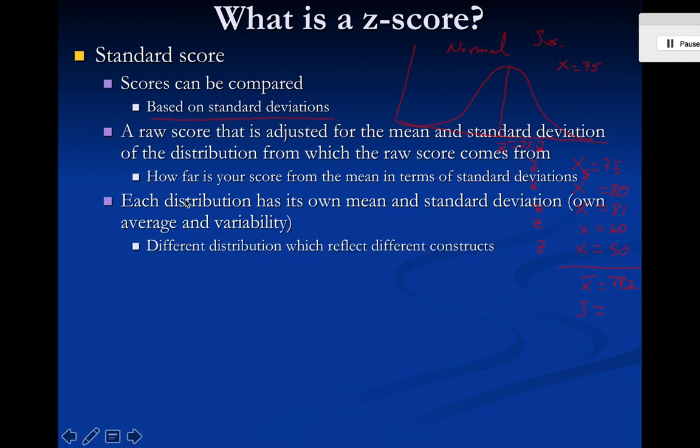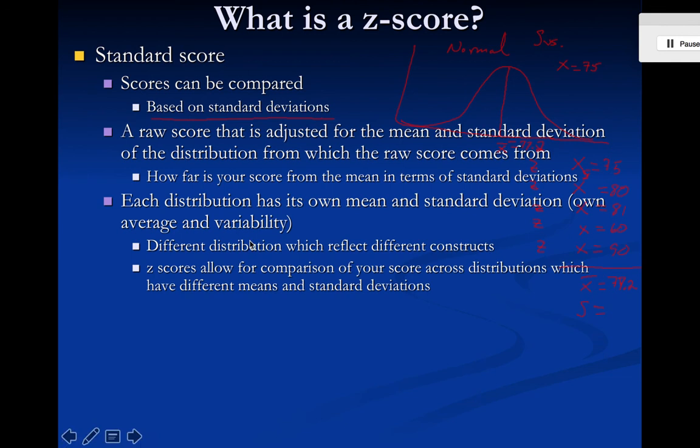So again, remember, each distribution has its own mean and own standard deviation. So we're going to have our own average and our own variability for every single distribution that we're working with. So let's say, for instance, this is our performance for exam number one. Well, what about exam number two? On exam number two, we're going to have our own mean and our own standard deviation. And why are we going to have a different mean and a different standard deviation from exam one to exam two? Because they're going to represent different ideas or different constructs.